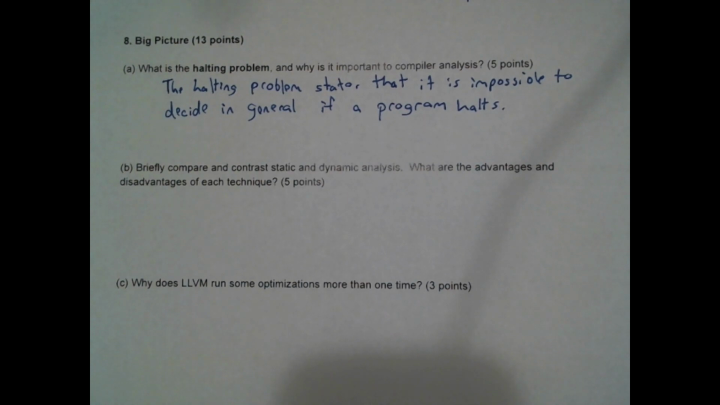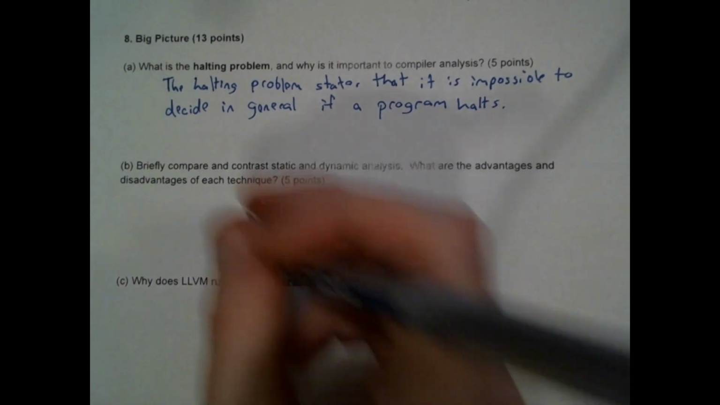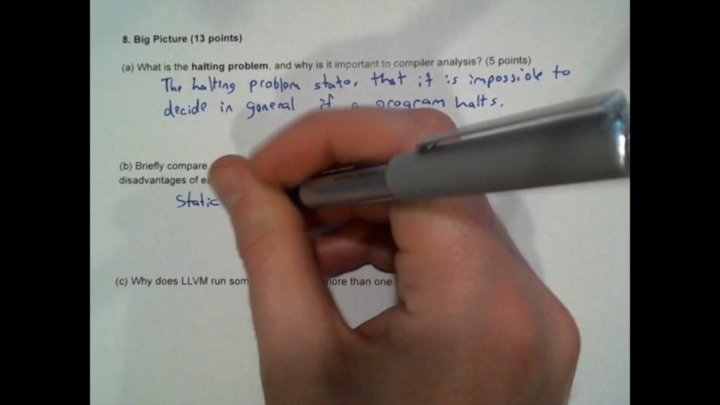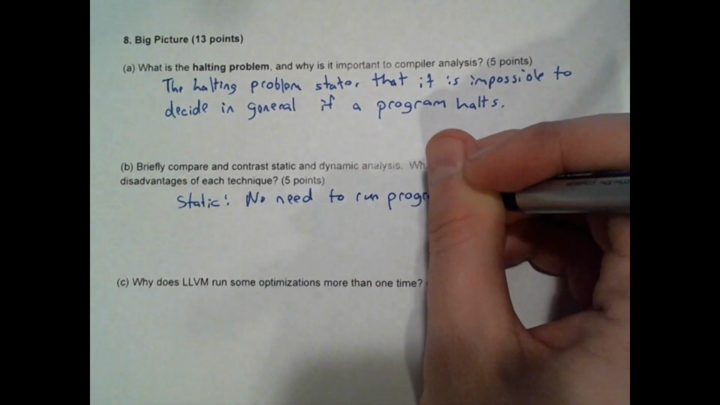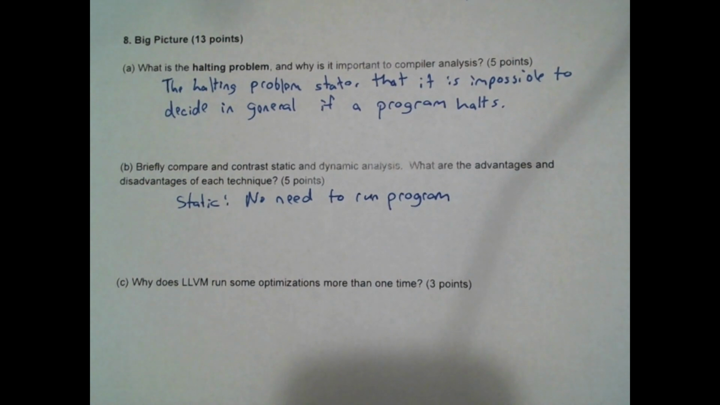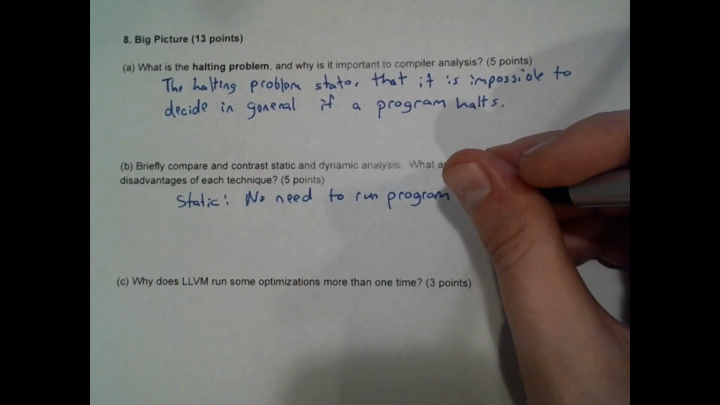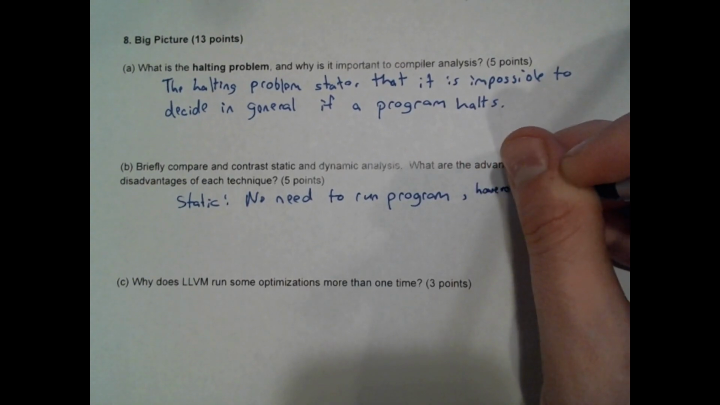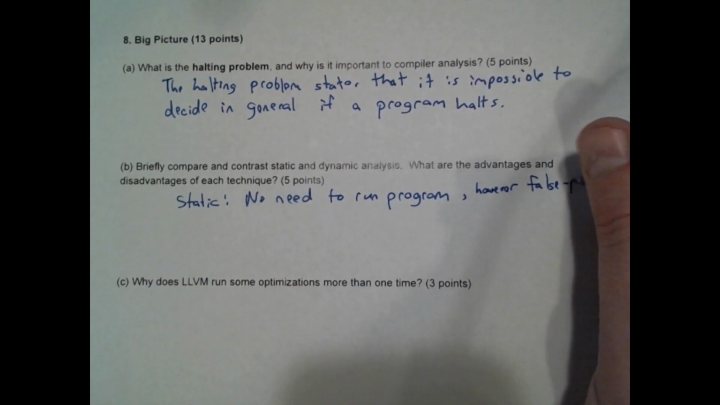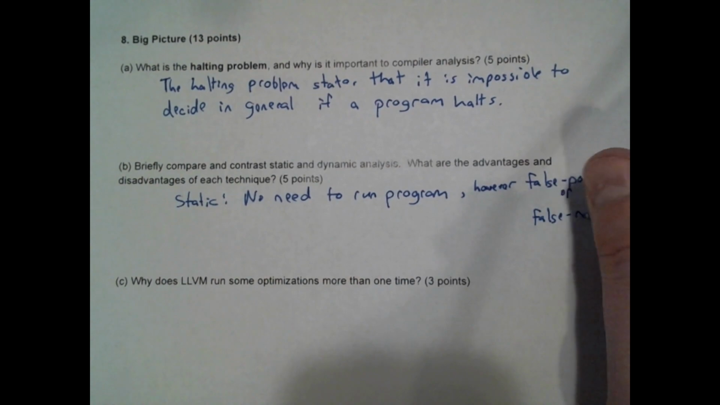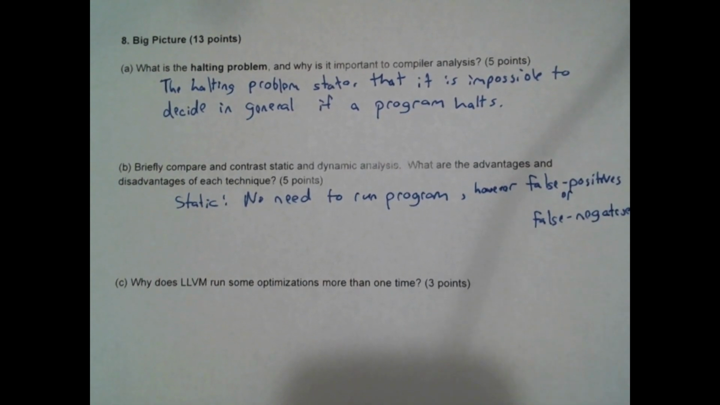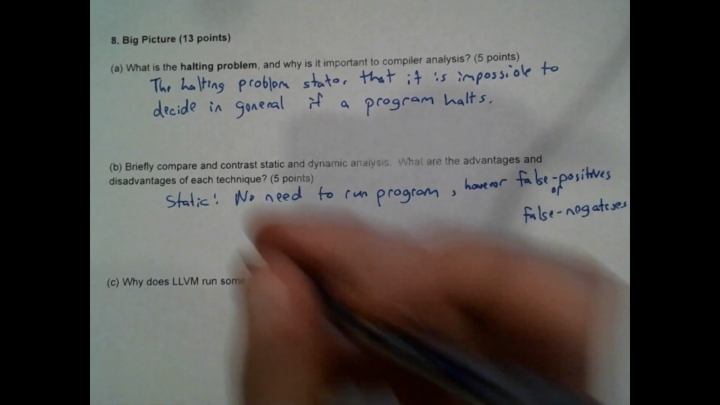Part B, briefly compare static and dynamic analysis. What are the advantages and disadvantages of each technique? So static, no need to run. That's the main advantage of static analysis: we can see if there's a problem or find something out about our code before we even run it. However, it does have false positives or false negatives. Those can occur, right? So those are the downsides of static analysis.